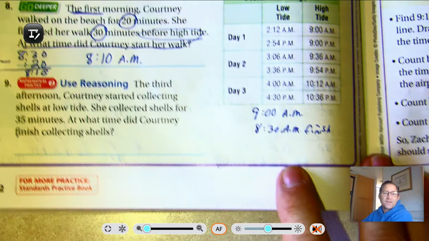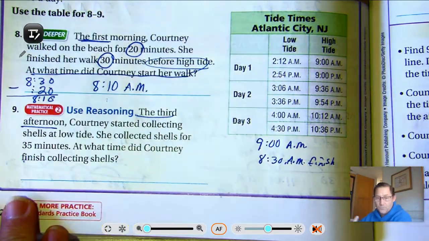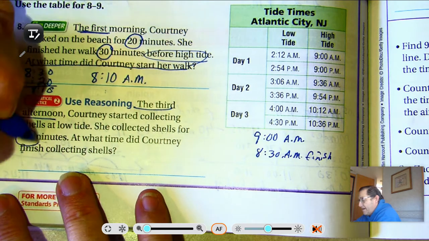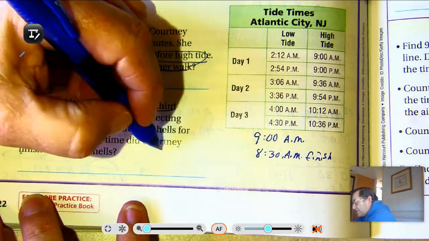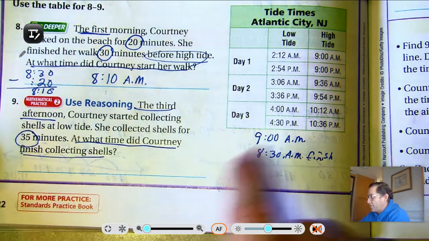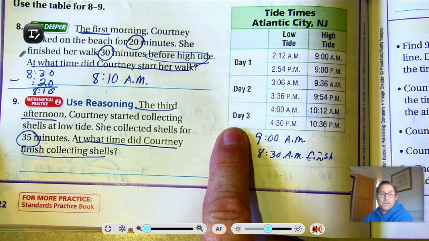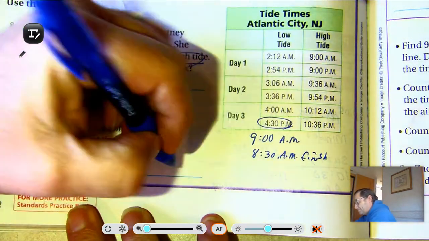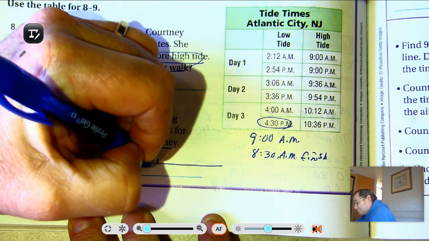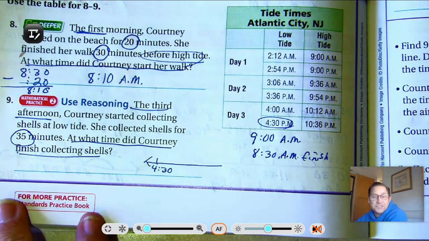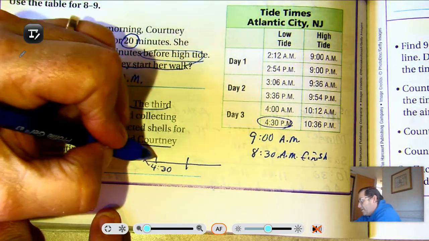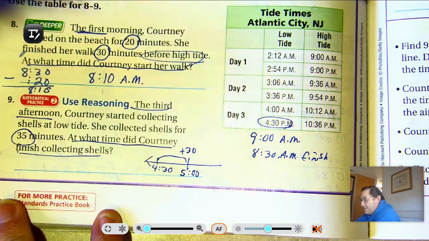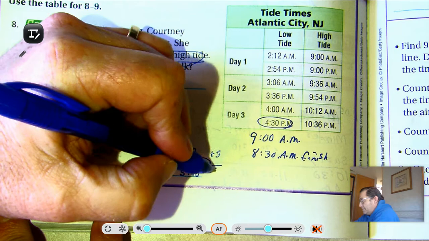All right, number 9. The third afternoon, so p.m., Courtney started collecting shells at low tide. She collected shells for 35 minutes. At what time did Courtney finish collecting shells? So go to the third day, low tide. So we're using 4:30. And she collected shells for 35 minutes. Okay, well, I know I can jump 30 minutes easily to get to 5 o'clock. And then I just have to jump 5 more minutes. So 5:05.